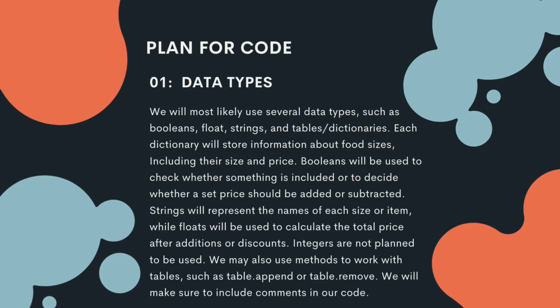This slide explains how we plan to use different data types in our code. We used things like strings to store the names of food items and sizes, and floats to handle prices and calculate totals. We also used dictionaries to store information like food sizes and the prices, so everything stayed organized. Booleans were used to check yes or no decisions, like whether an item was included or if a price should be added or taken away. Overall, using different data types helped the program work correctly and made the code easier to manage.